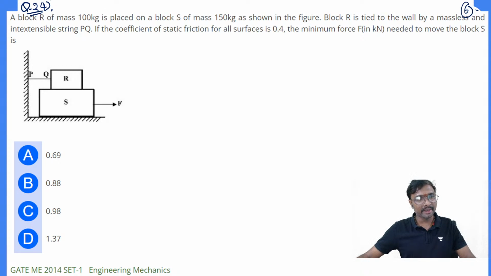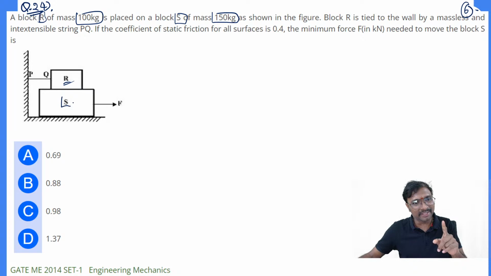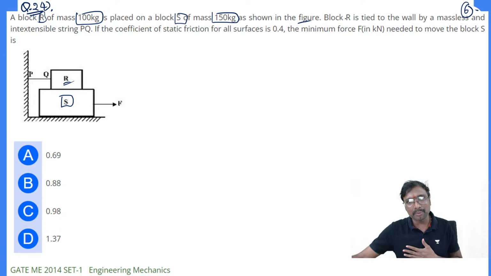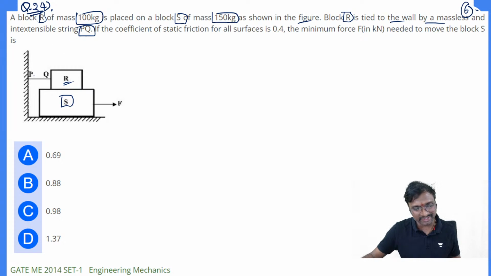So what is that? A block R, right? There is a block R of mass 100 kg, not grams, placed on a block S of mass 150 kg. R is placed on S as shown in the figure. Block R is tied to the wall, fixed by a massless and inextensible string PQ. String means that wire.